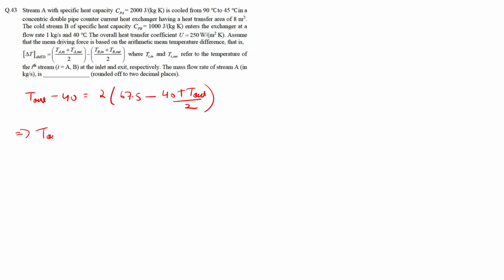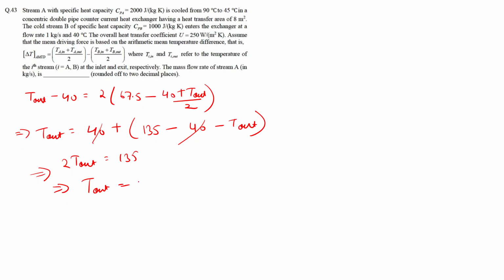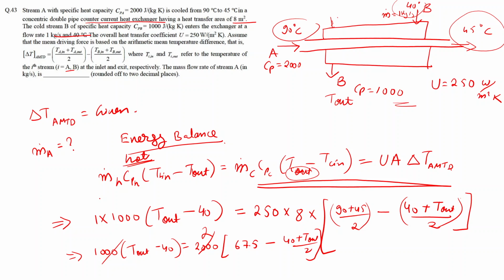So T out will be equal to 40 plus 2 into 67.5, which was 135, minus of 40 minus of T out. This term will get cancelled and it will come to T out is equal to 135. So this T out will become 67.5 degrees Celsius. Now we will be using this energy balance between hot and cold fluid to find the required mass flow rate of A.